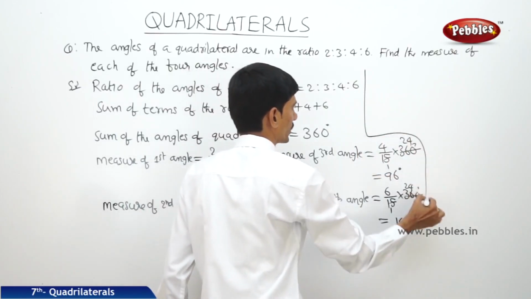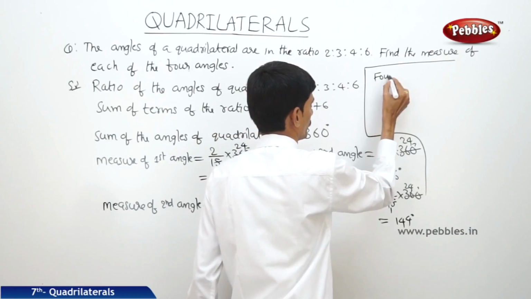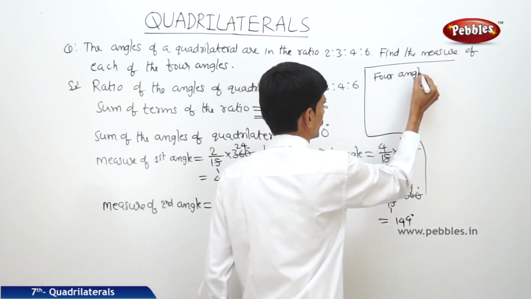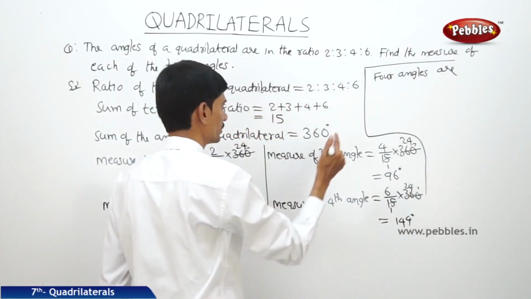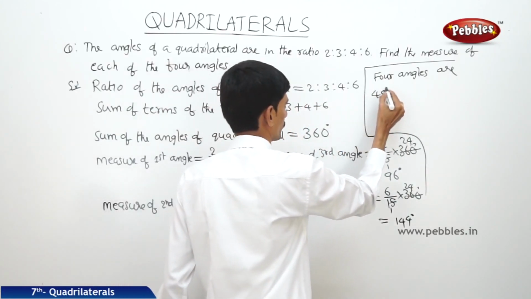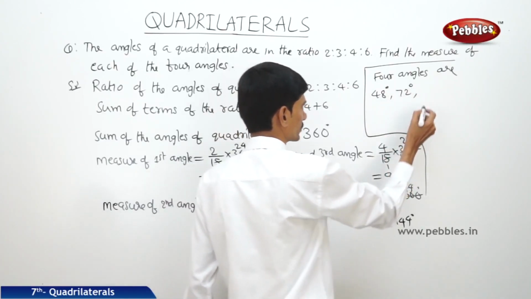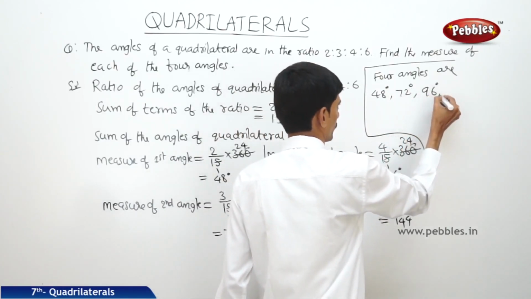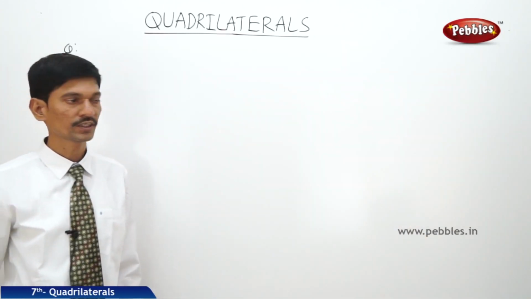Therefore the four angles of the quadrilateral are 48 degrees, 72 degrees, 96 degrees and 144 degrees. Now let us see the next question.